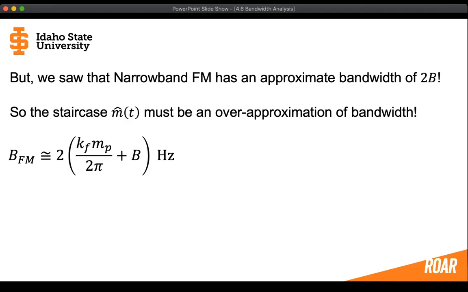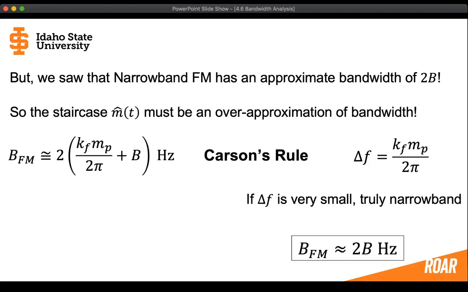So instead, let's come up with a compromise solution, and let's call it Carson's rule. In Carson's rule, we basically took our wideband approximation and made it smaller. We divided it by 2. And let's keep this delta f as being equal to the constant times the max of m(t) over 2 pi. We can then see, using Carson's rule, that if indeed delta f is very small and we have a truly narrowband signal, our Carson's rule approximation will reduce down to 2b bandwidth. And that makes sense because we analyzed the narrowband part analytically and found that it should be very close to 2b bandwidth for a narrowband signal.